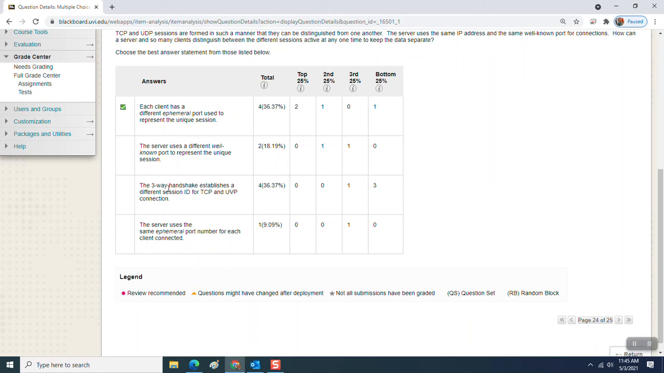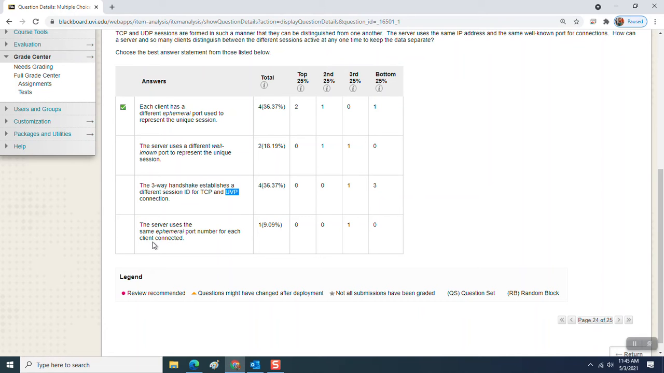A three-way handshake establishes a different session ID for TCP and UDP connections. That's just a bogus answer. The three-way handshake is only used for TCP and not for UDP, and that's actually a typo. So that's not a correct answer.